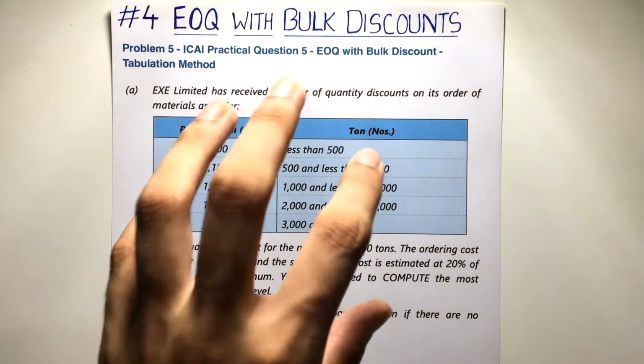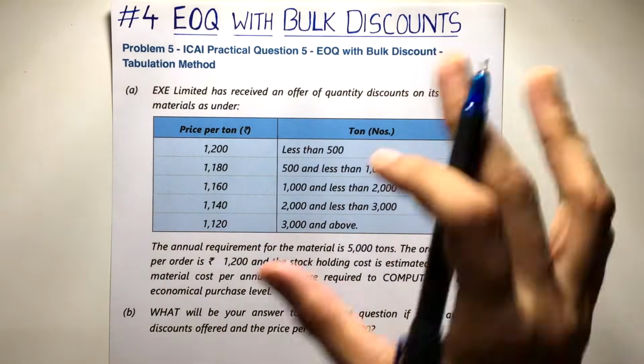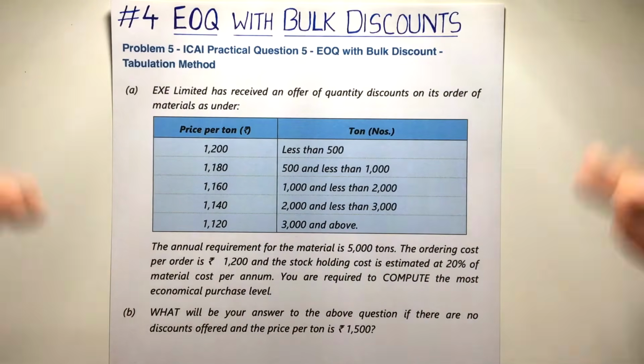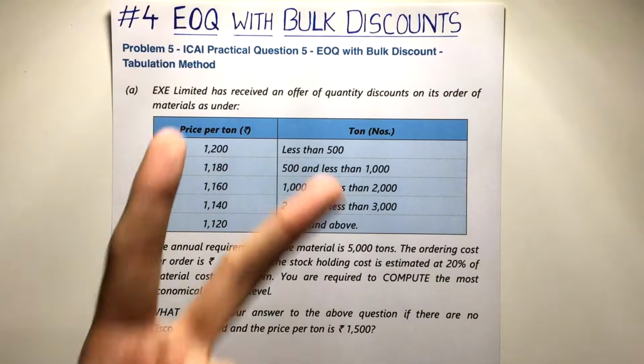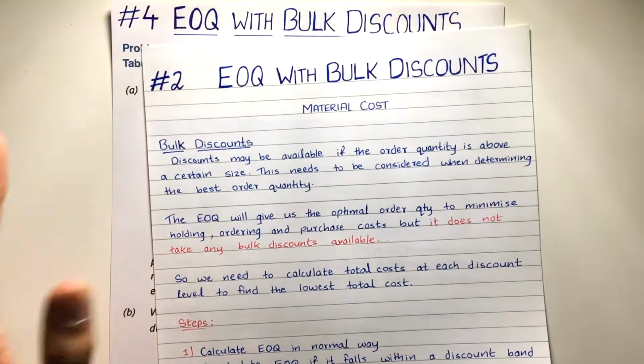And here you have to understand, ICAI is solving these types of questions in a bit different way. The tabular method we are doing is fine, but we have a technique to solve bulk discount questions, which I have explained in the second video of this topic, EOQ.